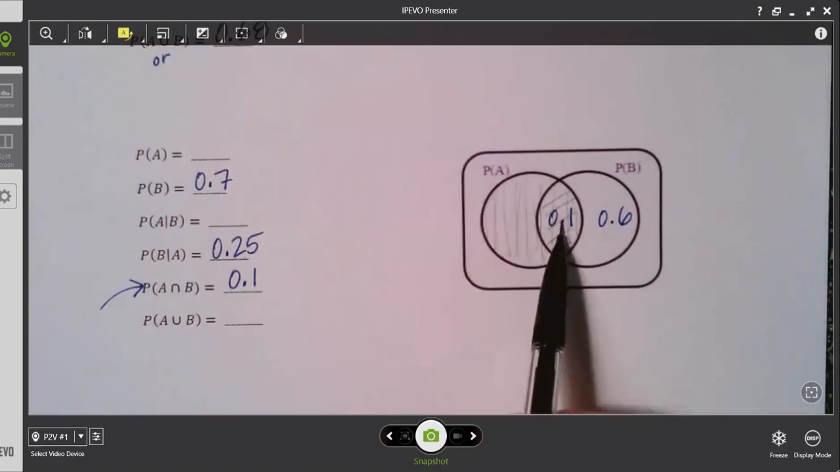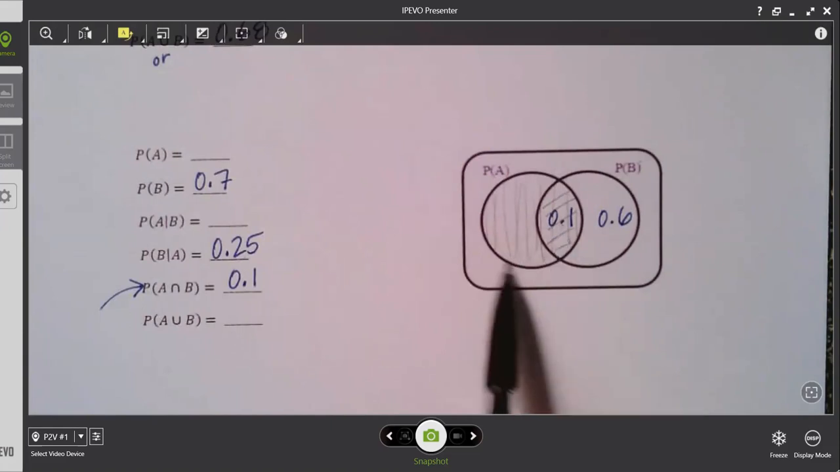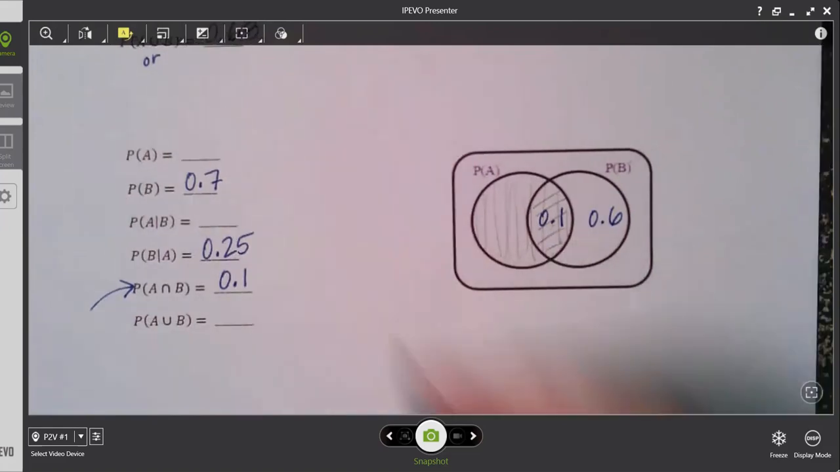Okay, 0.1 is like 0.10. 25% is like 1/4. So 0.10 is 1/4 of 0.40. So this whole thing has to be 0.40. Now I don't have to do that just in my head like that. I can figure it out with the equation.